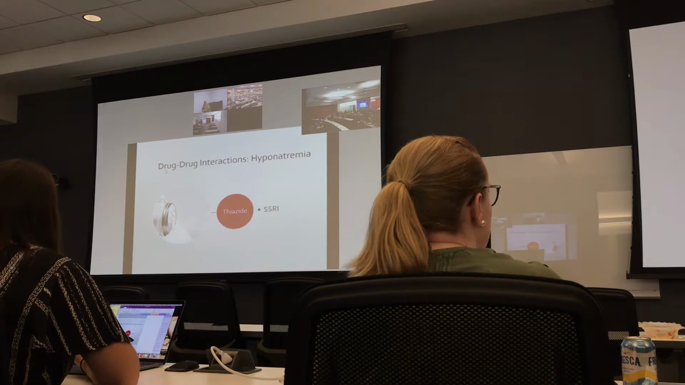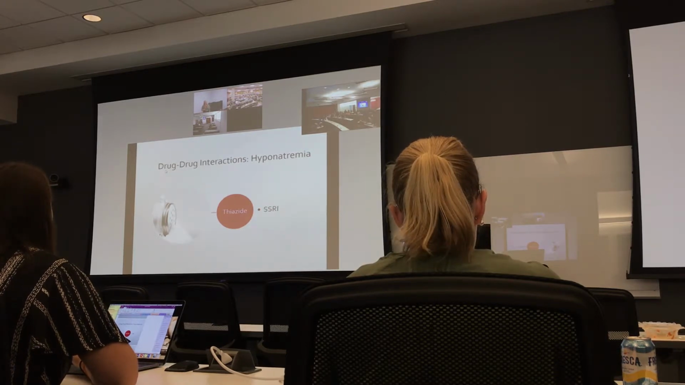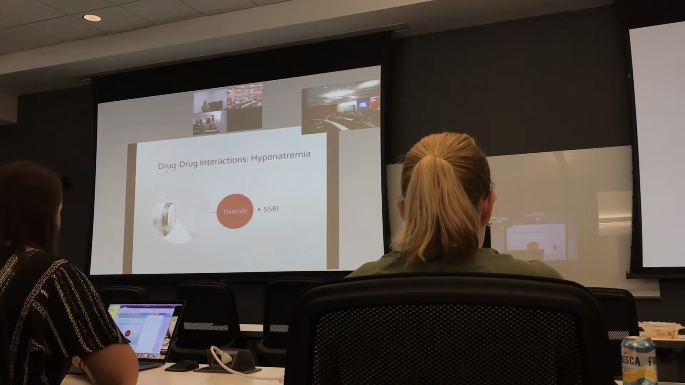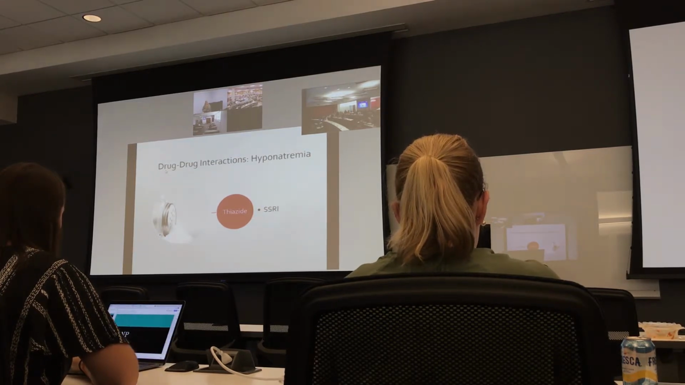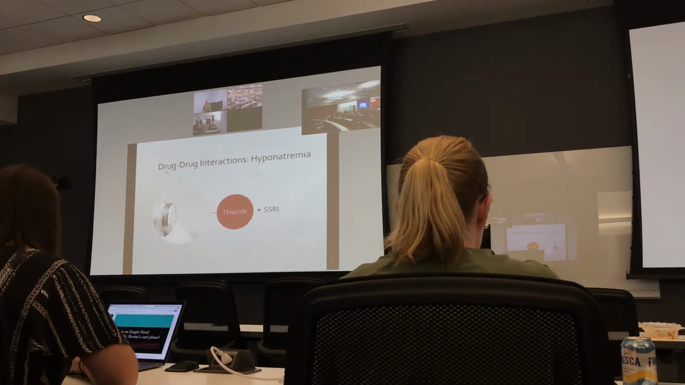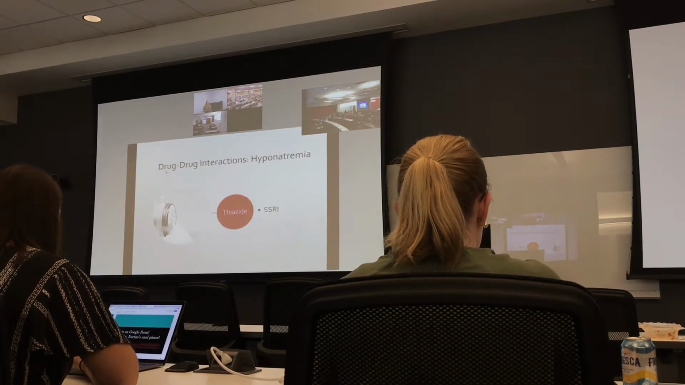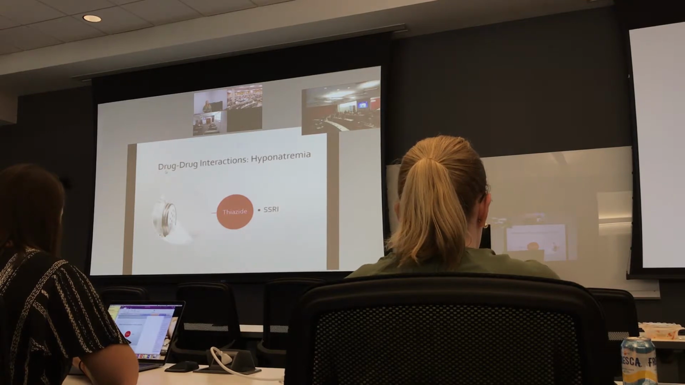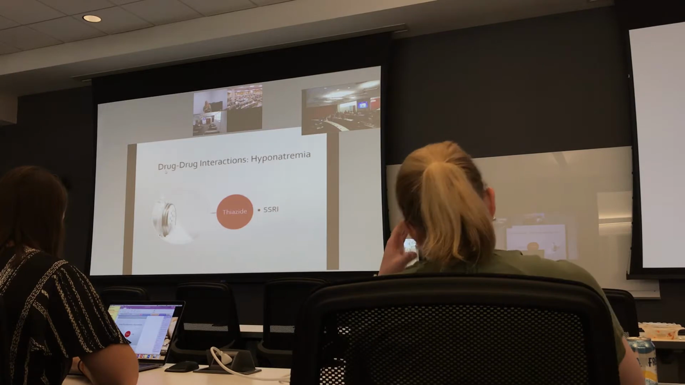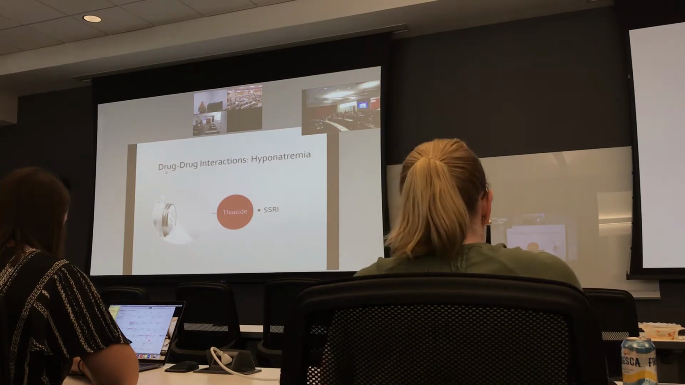So thiazides also cause low sodium levels. If you mix the two together, actively you can end up with hyponatremia. This is not a reason I would not do an SSRI. So this is a risk-benefit. I just want to throw it out there. I absolutely would do an SSRI and a thiazide together. I would just definitely watch for the risk for hyponatremia.